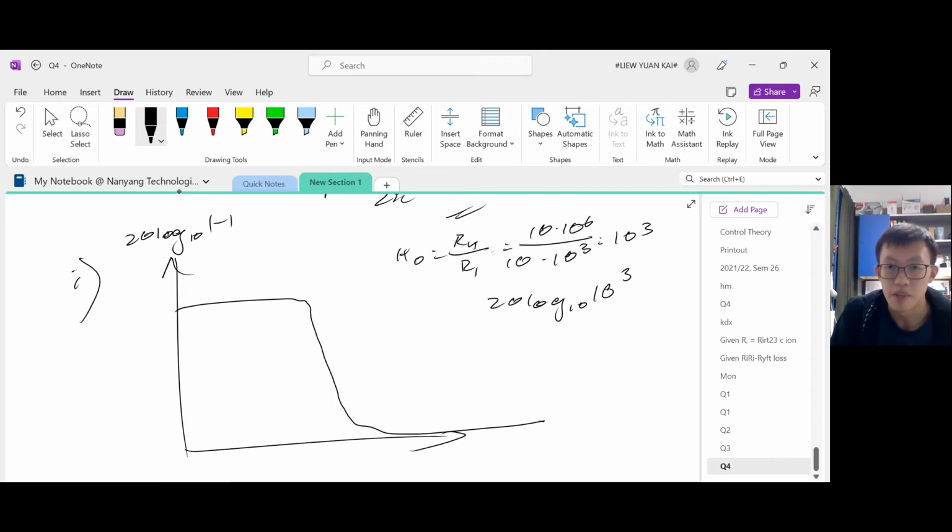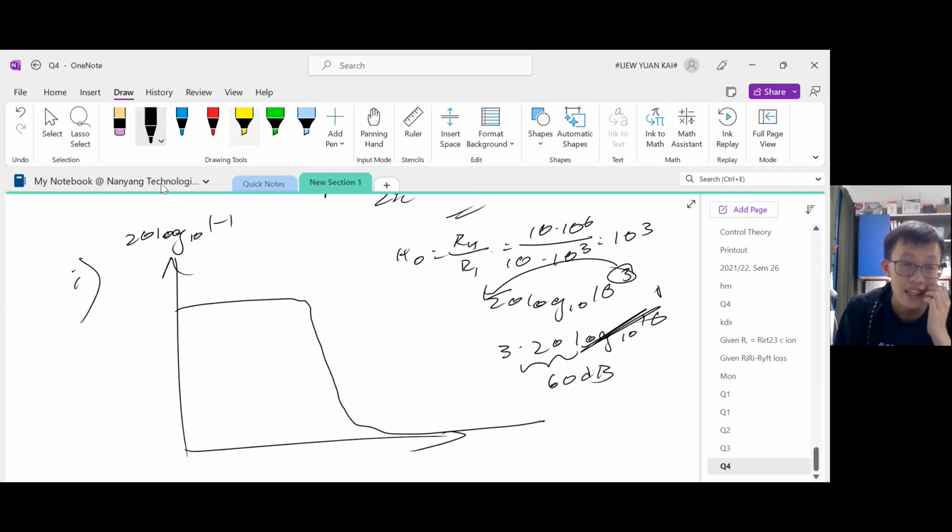So this, you can punch this in your calculator, but honestly, it's so easy you don't even need your calculator. Why? Just bring this down because laws of logarithm. So 3 times 20 log 10 base 10. And then you know that log a to the base a, this is just 1. So you know that this is 60 decibels. So the highest gain that you can achieve is 60 decibels. Over here, 60 dB.